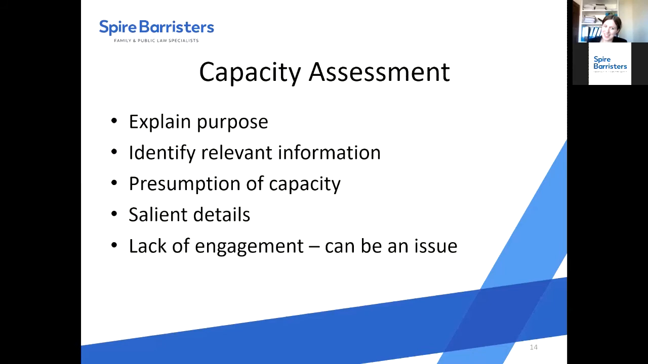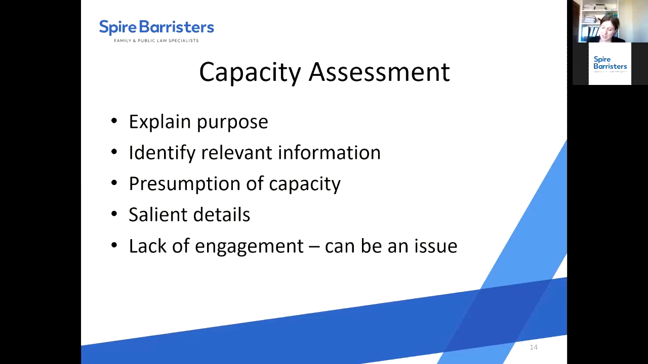I forgot what I was going to say then. And one issue, and this can be a real issue, is a lack of engagement. So what do you do when you're trying to assess somebody and they just don't want to engage? How do you assess whether that's a demonstration of a lack of capacity or they just don't want to? And it can be a problem.